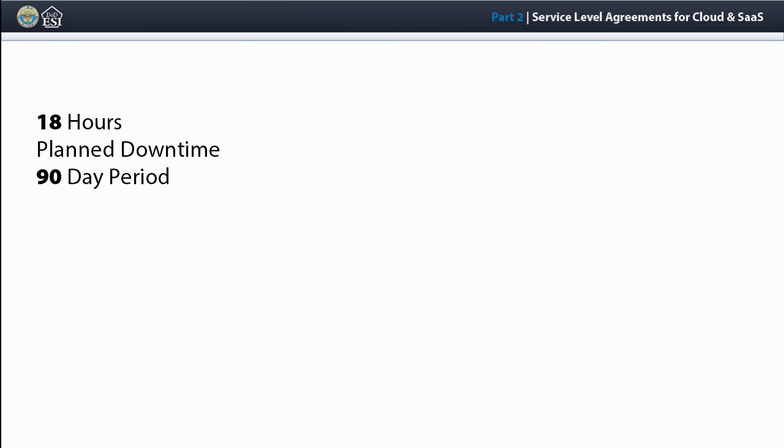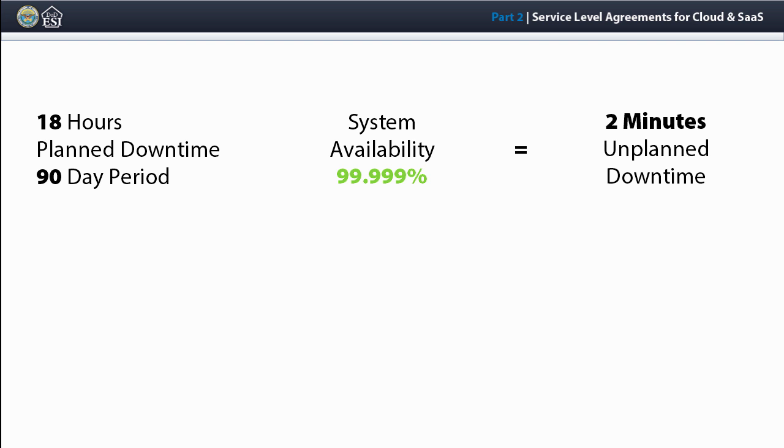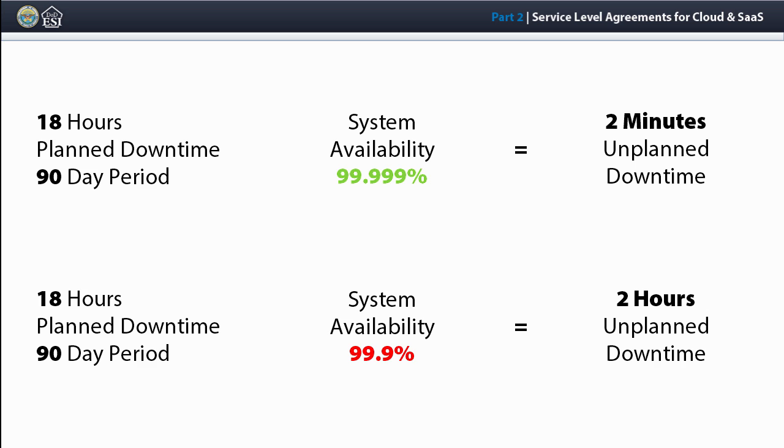To give you an idea of what that means, if we assumed 18 hours of planned downtime over a 90-day period, system availability of 99.999% means the allowable limit of unplanned downtime is about 2 minutes over that same 90-day period. An availability of 99.9%, or 3 nines, would mean allowable unplanned downtime of about 2 hours over the same 90 days.